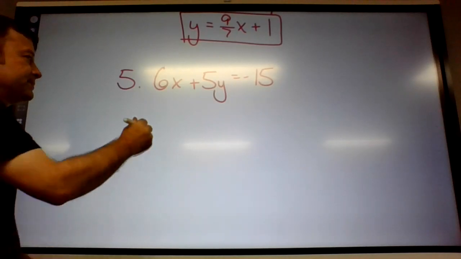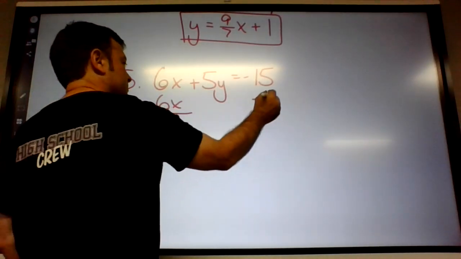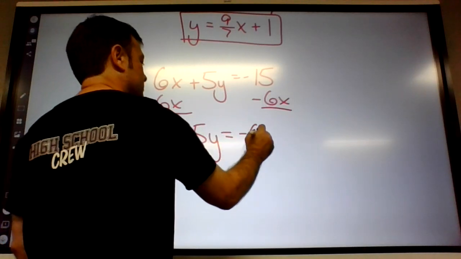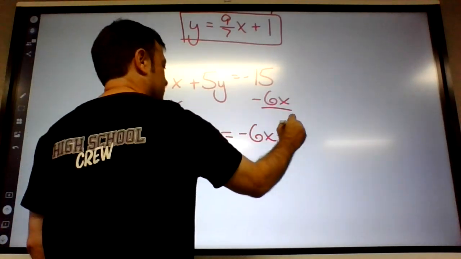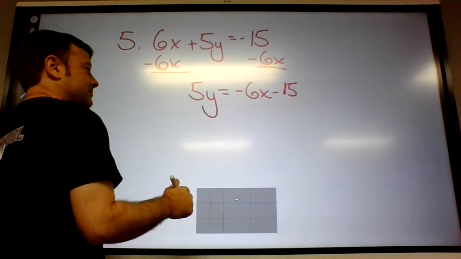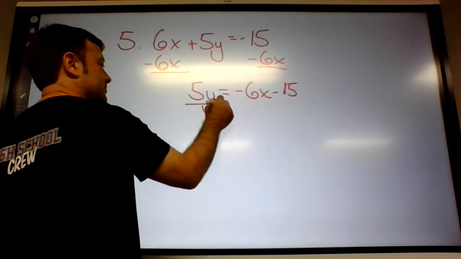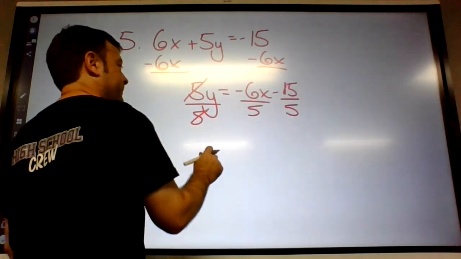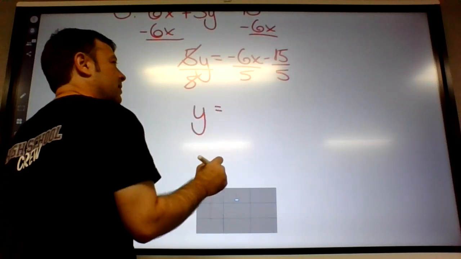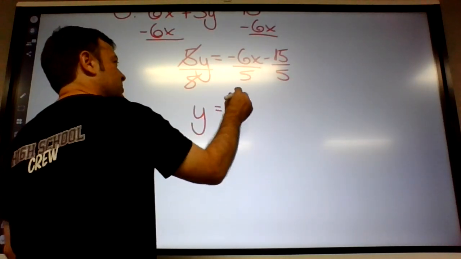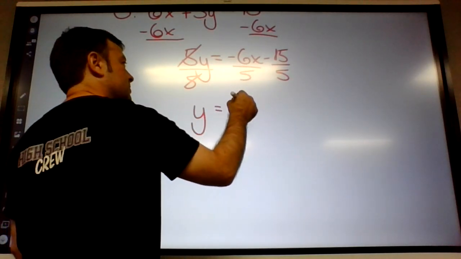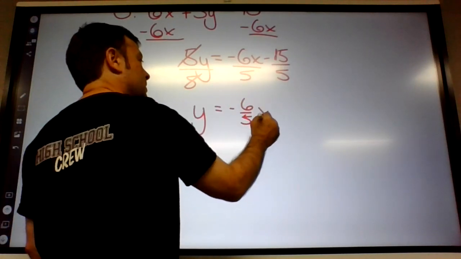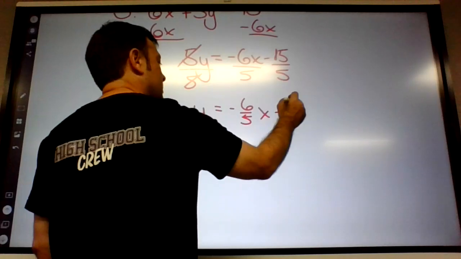Minus 6x. I'll let you finish because you're a little slow. So then I would take that, divide by 5. Just kidding, Mr. Ryan. It's alright. So what would this turn into? Just minus 6 over 5 x minus 15 over 5. 3.